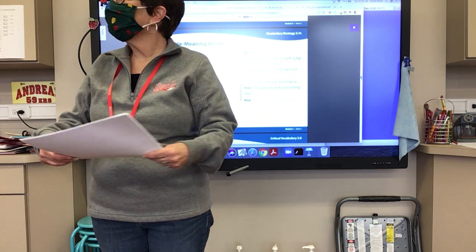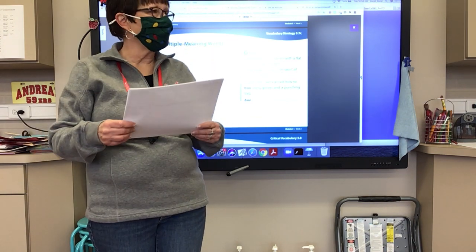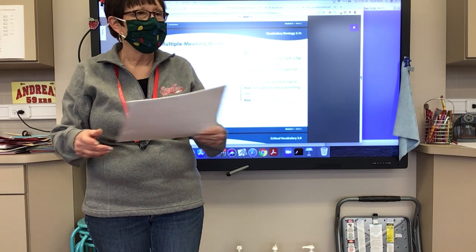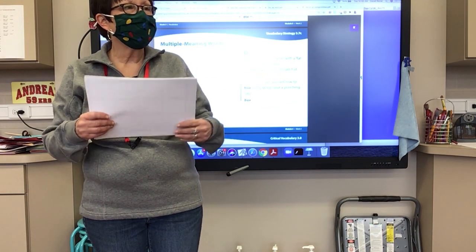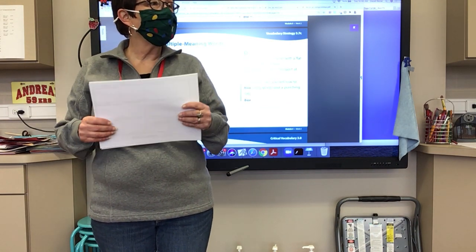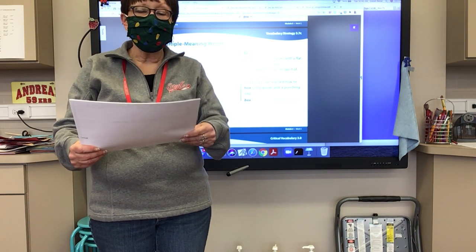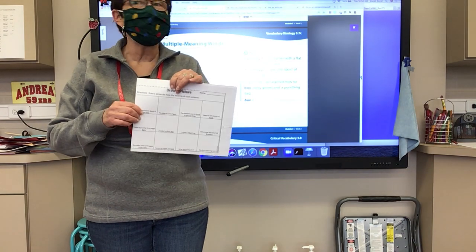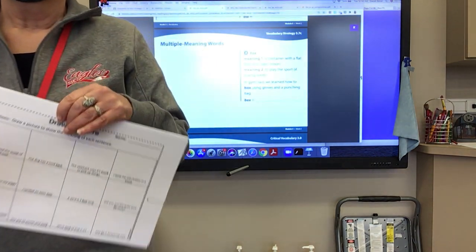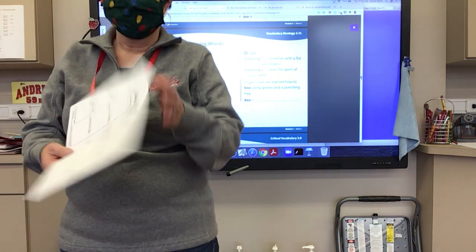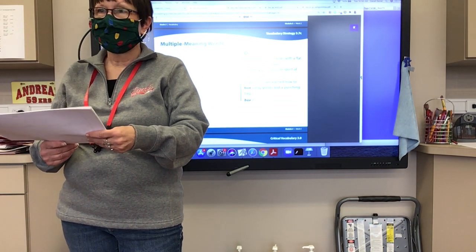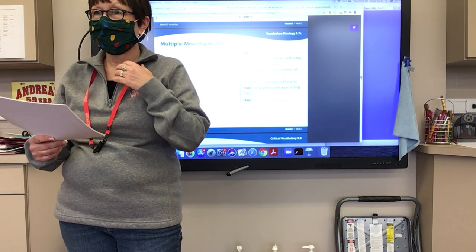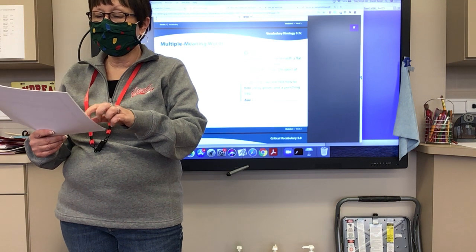So I'm going to give you some time to work on that. That'll be fun for you. Yes, can we color it? Yes, I'm going to give you time to color as well. So it says draw a picture to show the meaning of each sentence. For the first one, you would put a trunk and then bark, because bark covered the trunk of the tree.